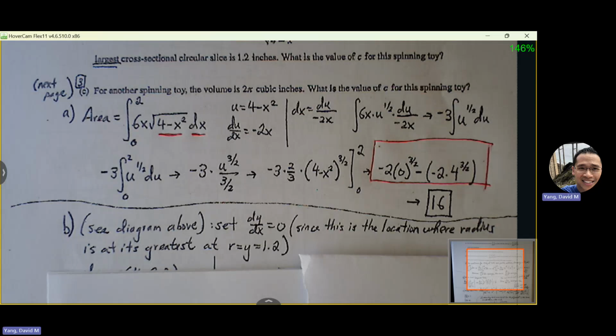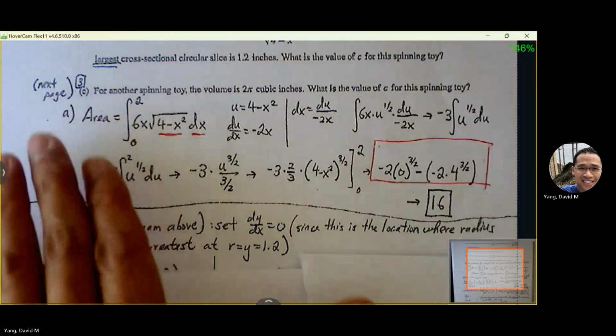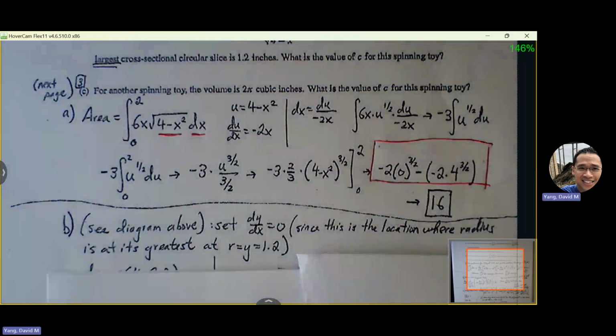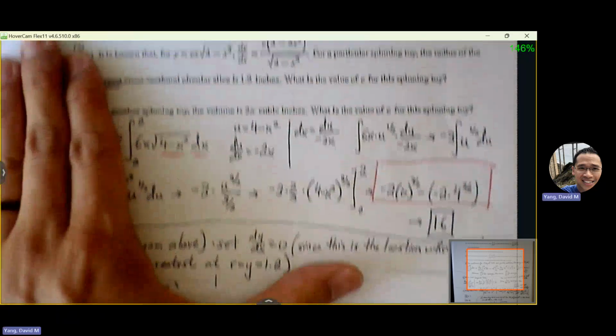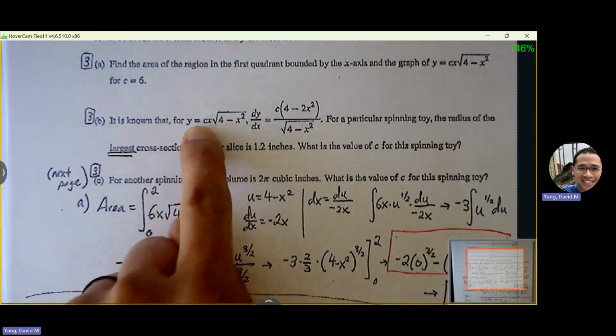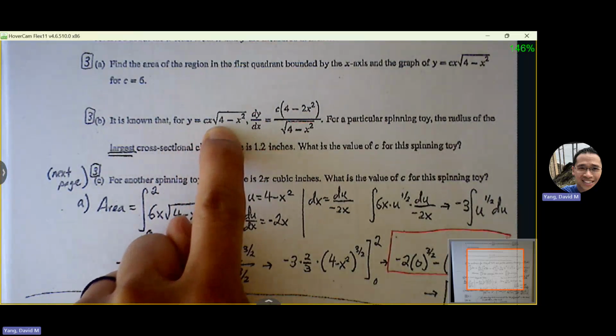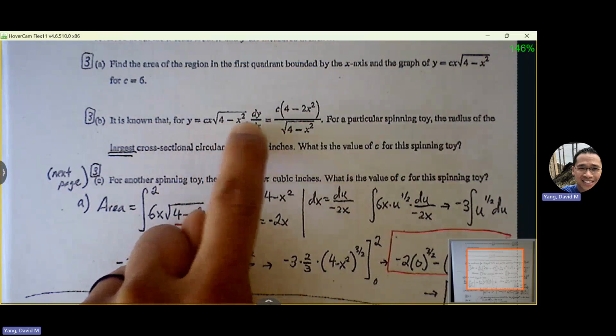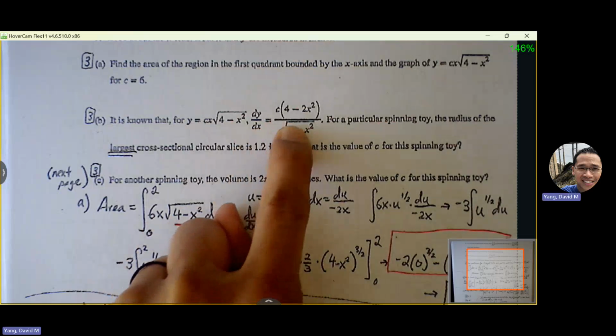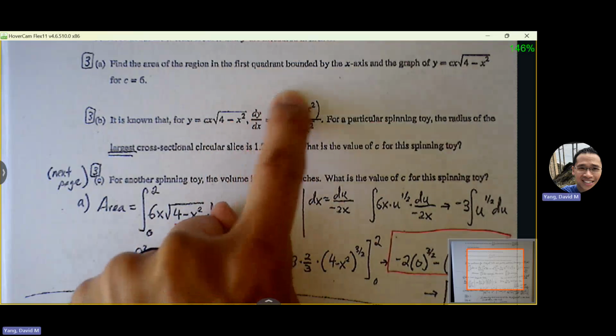Okay, part C. Any questions with B? Okay, so part C. It is known that y equals cx root 4 minus x squared. Okay, so that's the shape of the curve. dy dx is this. So they're saving us a little bit of time. They're getting the derivative for us.